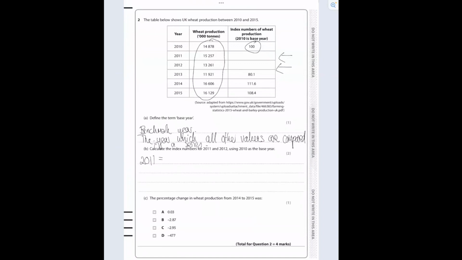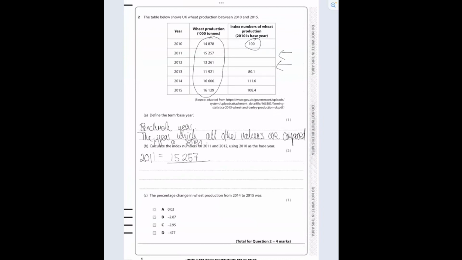So for the first one, I'm going to do 15257 divided by 14878, because that's 2010. That's the base year. Here's the base. Here's 2011. And if I put that into my calculator, it should give me 102.5.